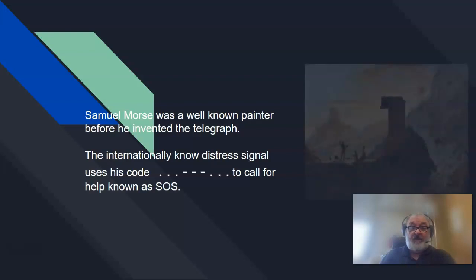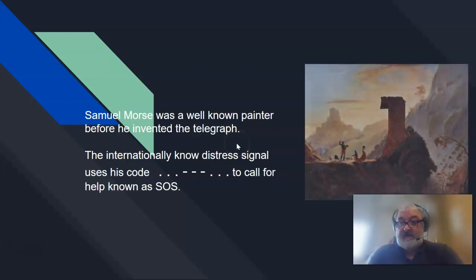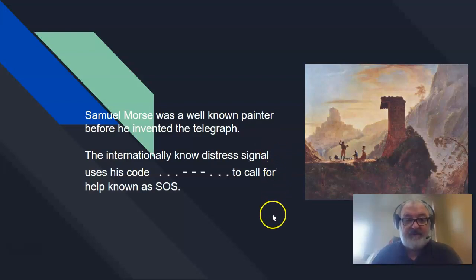Before he invented the telegraph, he was a well-known artist, a famous painter. The major thing everybody probably knows him for is SOS. It's 3 dots, 3 dashes, 3 dots. That was the code that he created, the Morse code, that is internationally known. That SOS is the International Distress Call.